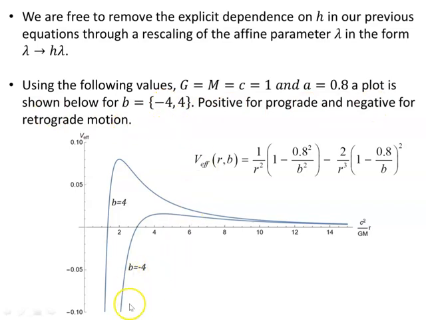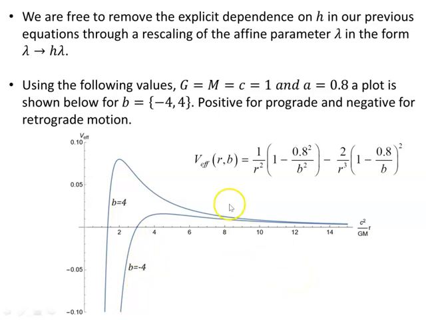So b equals -4, the retrograde motion, gives an effective potential plot like this, very similar to what we had for the Schwarzschild case. And for the prograde case, b equals +4, we get this effective potential here. This is the effective potential plotted here with these constants set to 1 and a is 0.8. It's plotted for 2 values of b: +4 prograde, the particle rotating in the same direction as that of the black hole, and retrograde -4 for the motion of the particle rotating against the rotation of the black hole, counter rotating.